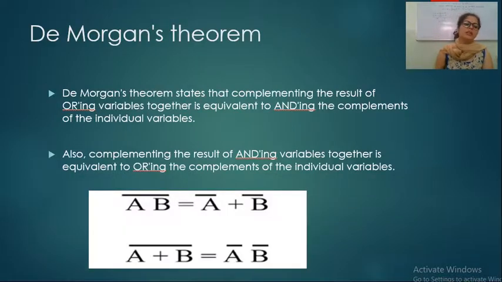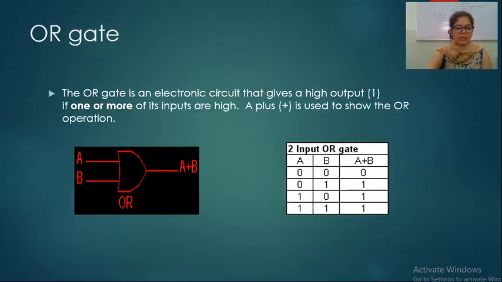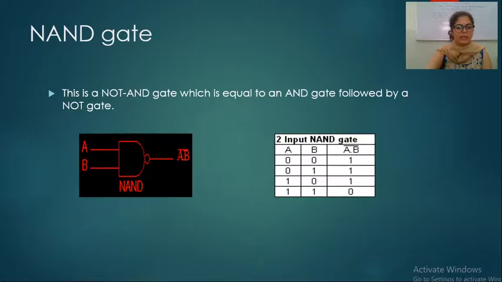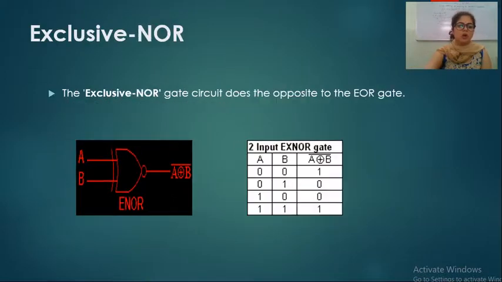With this, students, we have finished all the gates. We have studied the very basic gates: AND gate, OR gate, NOT gate. Next are the NAND gate and NOR gate. We can simply produce NAND and NOR by just complementing the AND and OR. And after that we have studied XOR and XNOR.